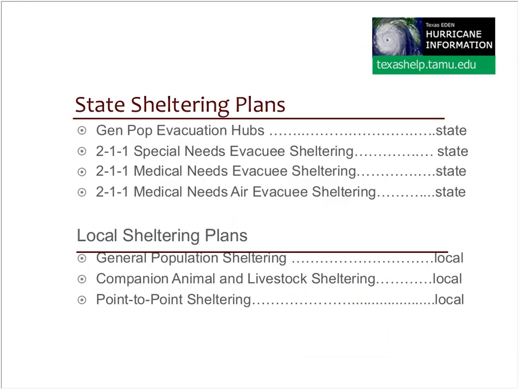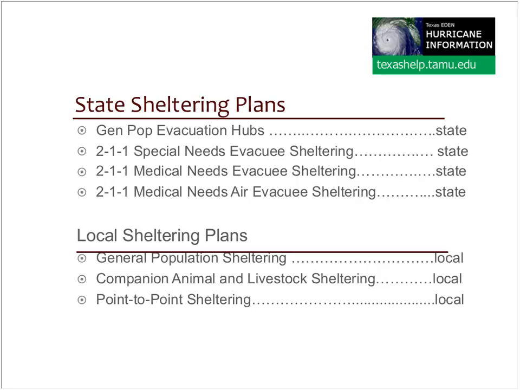Okay, so there are basically two types of shelters. There are state shelters designated within the state plan, which are the destinations for those people who are provided transportation to evacuate by the states, as well as people who have special needs and are registered with 211 to have assistance evacuating, and then again the medical needs population of evacuees, which may be air evacuated or evacuated with bus or other types of road transportation.